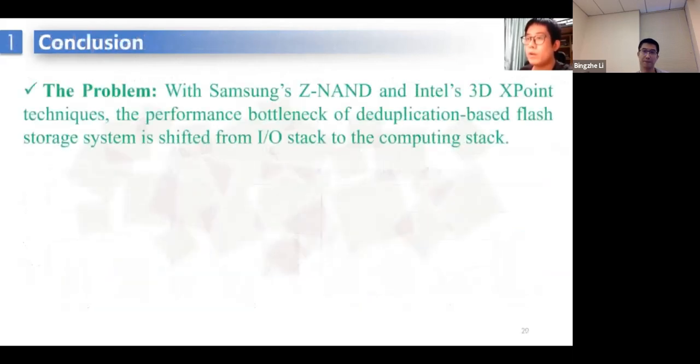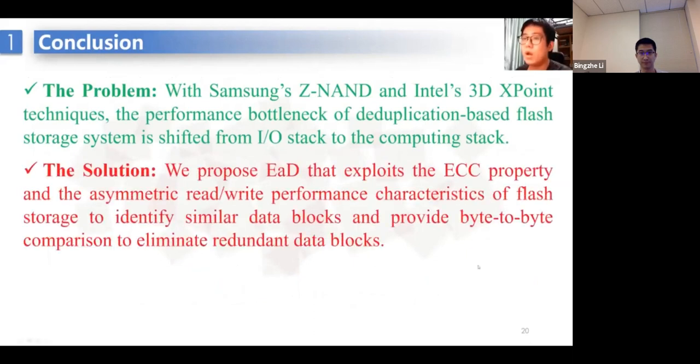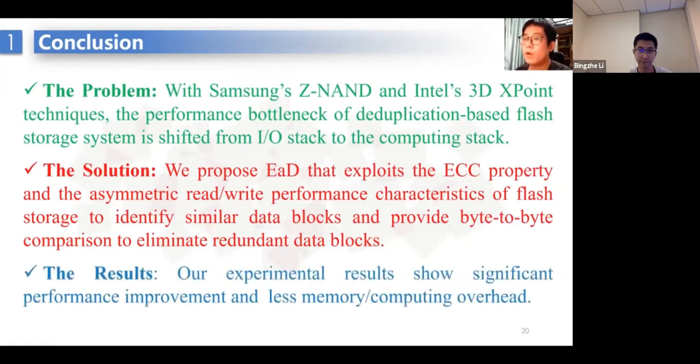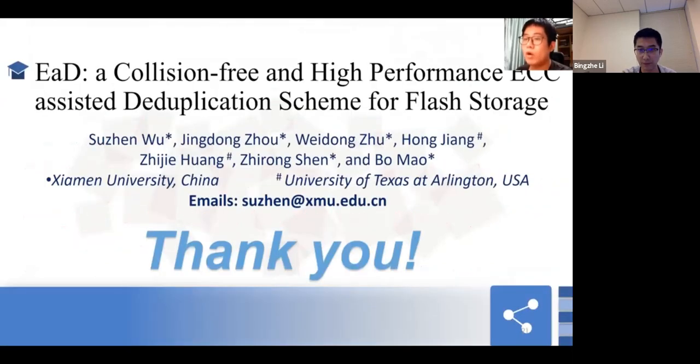Conclusion: the performance bottleneck of the deduplication-based flash storage system has shifted from the I/O stage to the computing stage. To address the problem, we propose EAD, which exploits the ECC property and the asymmetric read-write performance characteristic of flash storage to identify similar data blocks and provide byte-to-byte comparison to eliminate redundant data blocks. Our experimental results show significant performance improvement and less memory and computing overhead. That's all, and thank you. Please send us an email if you have any questions.